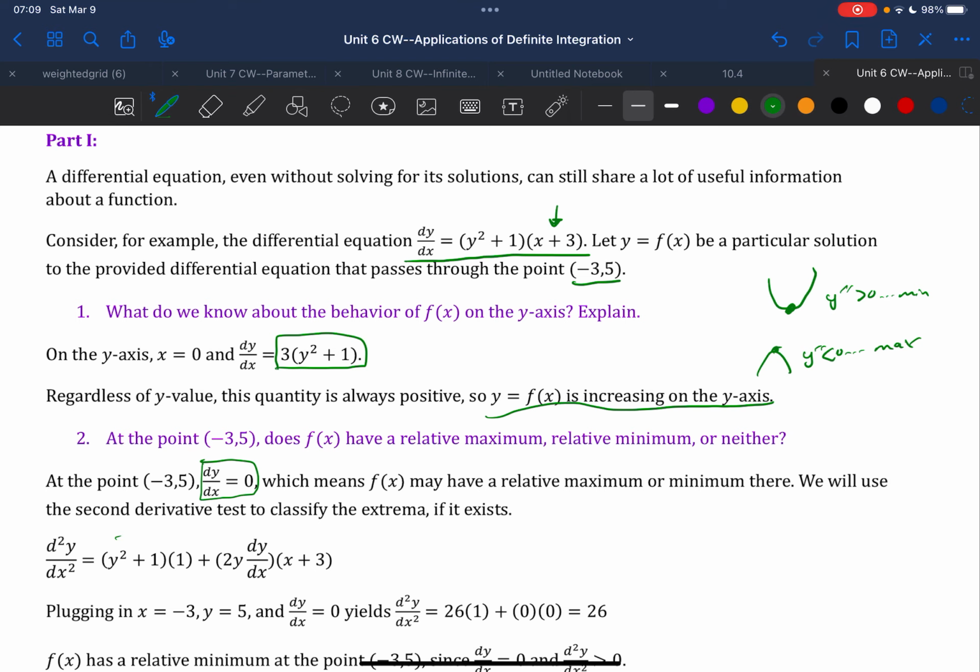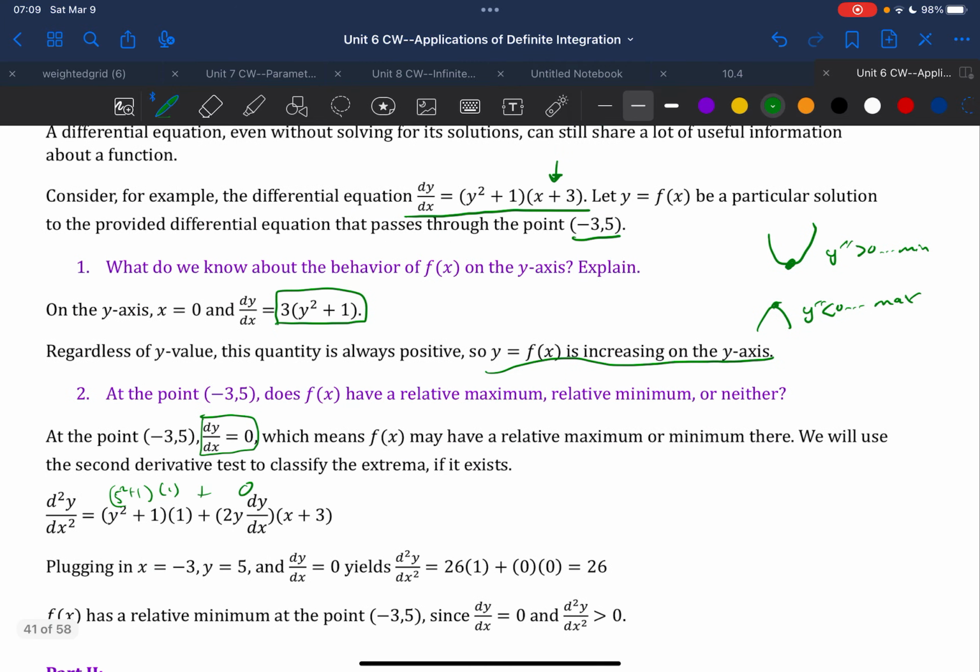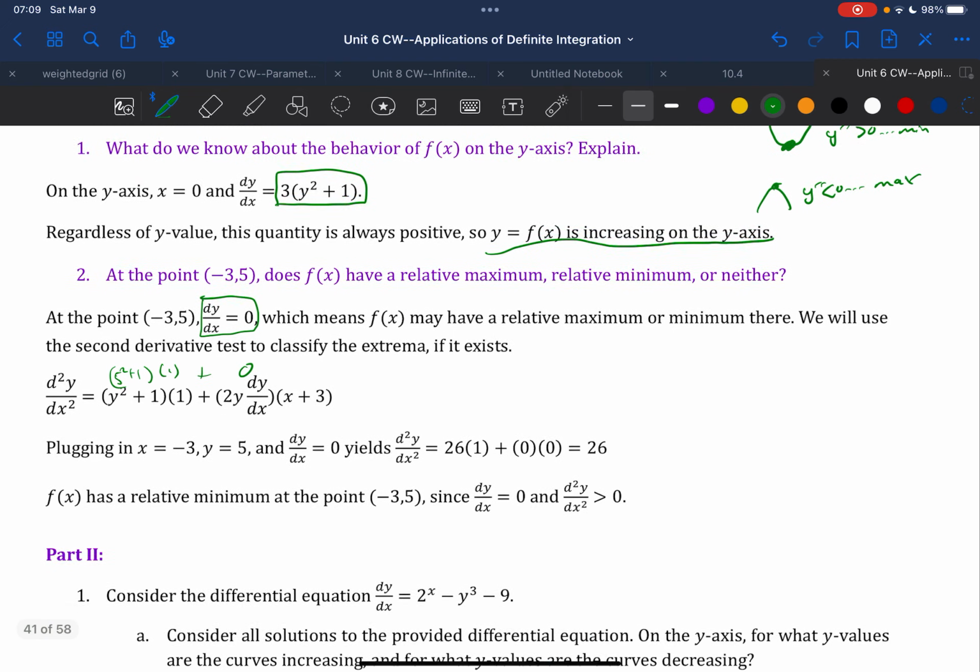So you get 5 squared plus 1 times 1 plus, well, this is 0, so I don't care about anything else. So you get 26. So my second derivative is 26, which is positive. So it's concave up, which means I have a minimum at the point (-3, 5).